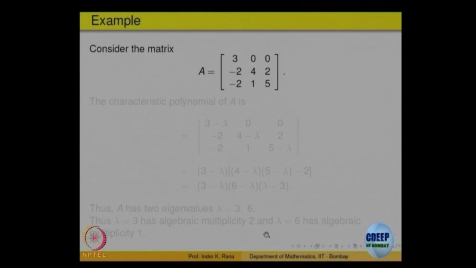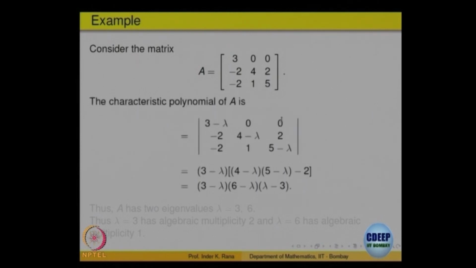Okay. So, another example. I want to do many examples, so that it is very clear what we are doing. So, A is the matrix given like this: 3 0 0, minus 2 4 2, and minus 2 1 5. How will you write the characteristic polynomial? Diagonal entries become 3 minus lambda, 4 minus lambda and 5 minus lambda, everything else remains the same, A minus lambda I. So, write that and find the determinant of that matrix.